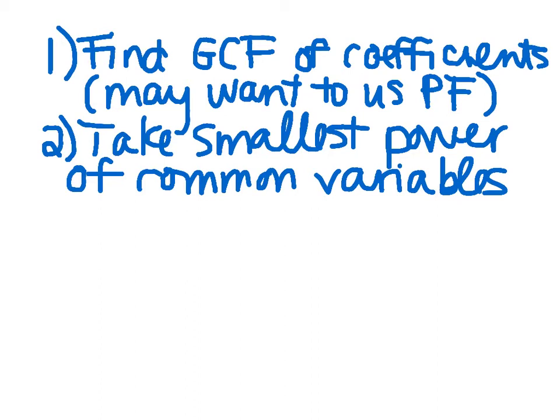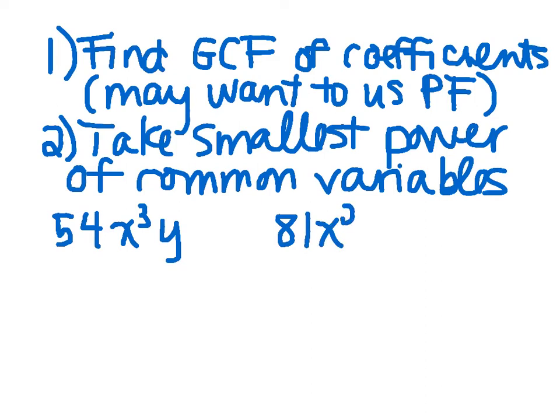So, let's do another example. Let's say I've got 54 x to the third y and 81 x squared y to the fifth. Let's take a look first at what the prime factorization of 54 is and what the prime factorization of 81 is. 54 is 6 times 9, or actually maybe this is one time when it helps to say it's 2 times 27, which is 2 times 3 to the third times x to the third times y.